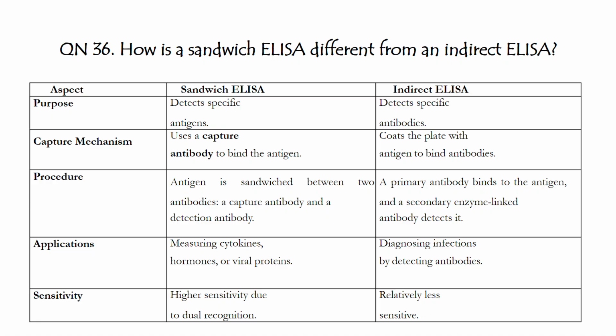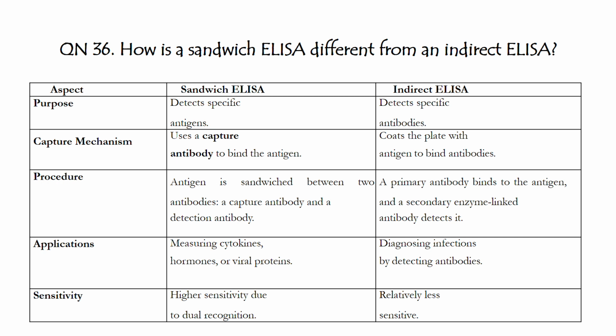And the last question was about how the standard sandwich ELISA differs from the indirect ELISA. We'll talk about the purpose, mechanism, procedure, applications, and sensitivity. First of all, on the purpose, the sandwich detects the specific antigen, whereas the indirect detects the specific antibody. On the mechanism, the sandwich uses a capture antibody to bind the antigen, whereas the indirect ELISA uses the antigen to bind the antibody.